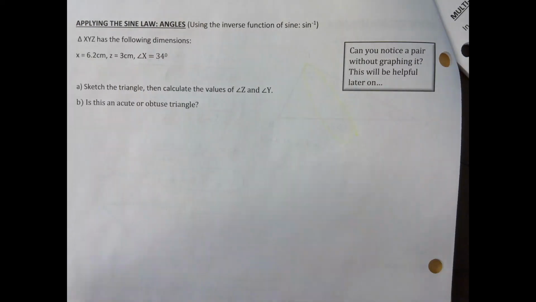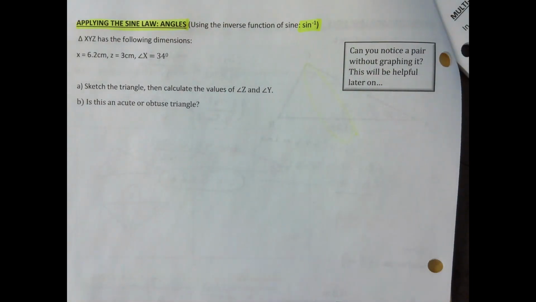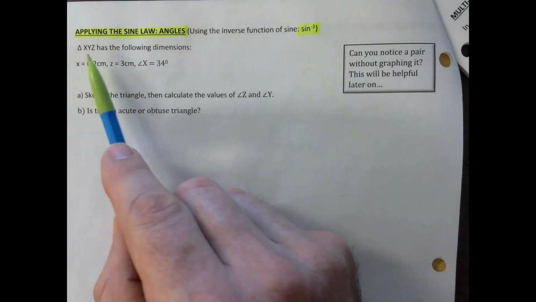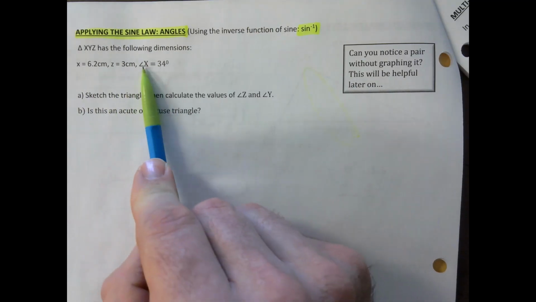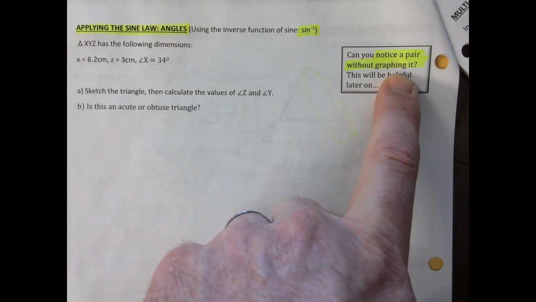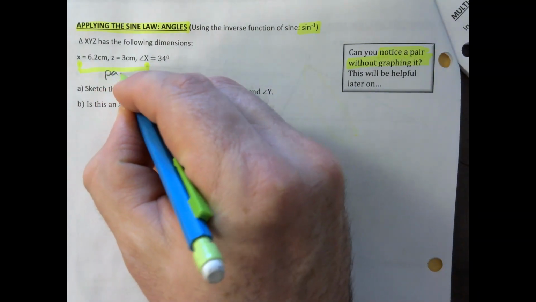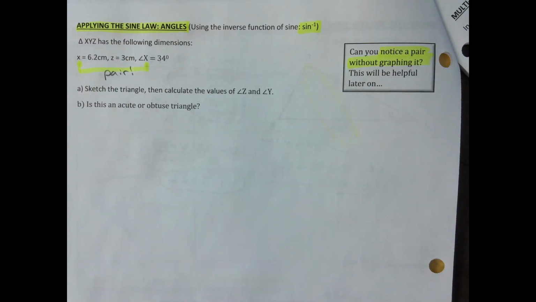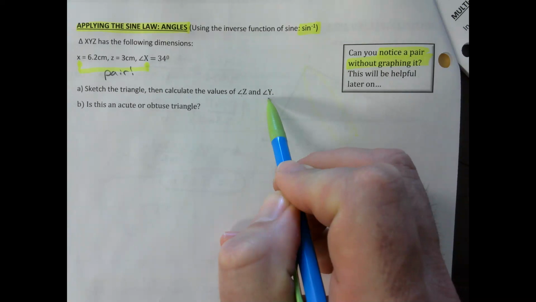So here we're going to have applying the sine law to angles, solving angles, right? You're going to have to use sine inverse to do that. So triangle XYZ has the following dimensions: X, Z, angle X, right? And here's a question here. Do you notice a pair without graphing? Because this is going to come in handy later on. I don't know if you see it, but you've got side X and angle X right there. That is a pair. So without graphing, I could tell you that this is a sine law scenario. So let's sketch it and then calculate the values of angle Z and angle Y.